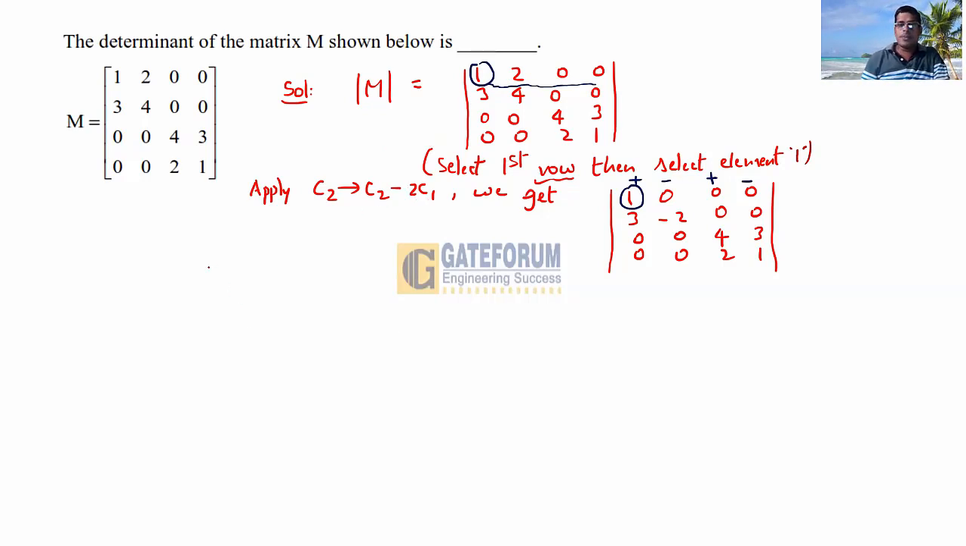Now, the determinant procedure. What is the determinant procedure? The sum of the products of the elements in a row or column with their corresponding cofactors is called the determinant. So this is equal to 1 into plus, that is plus 1, no change, 1 into this. This 1 is in the first row, first column; delete them. We will have a smaller order determinant, that is a 3 by 3 determinant: minus 2, 0, 0, 0, 4, 3, 0, 0, 0, 2, 1.